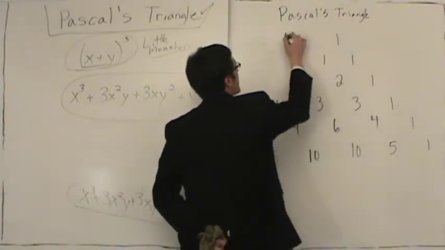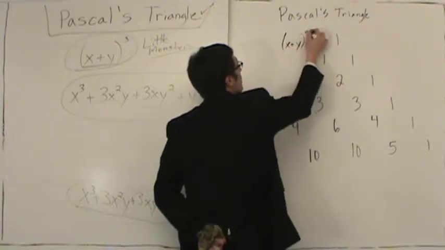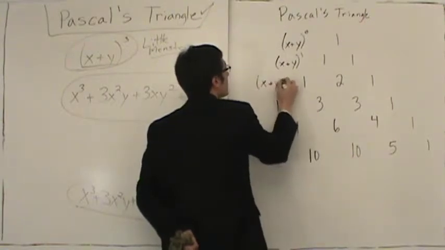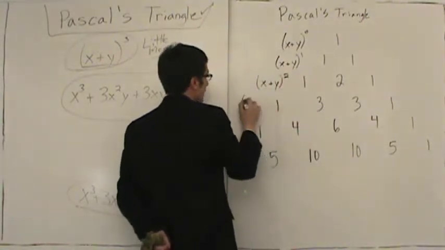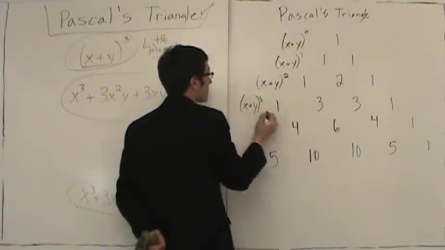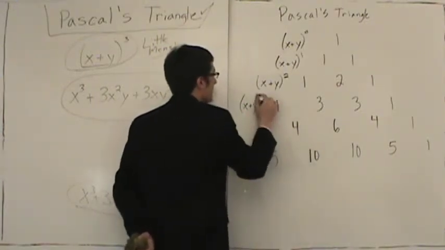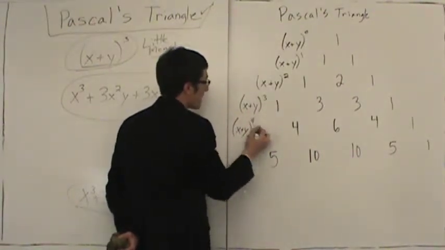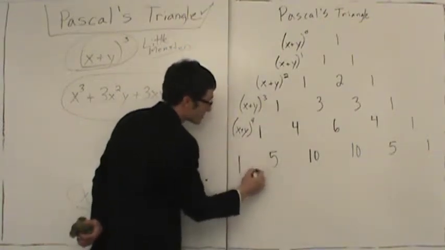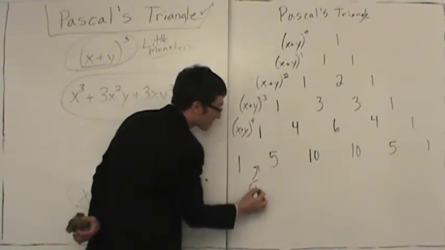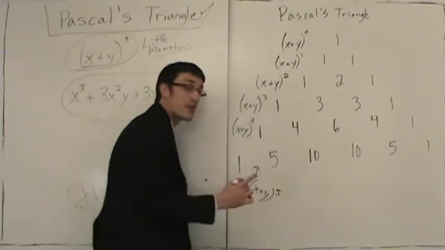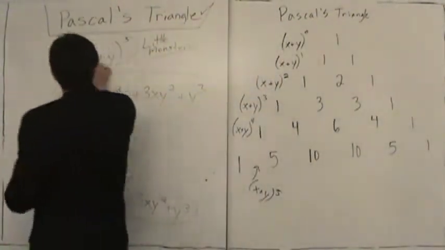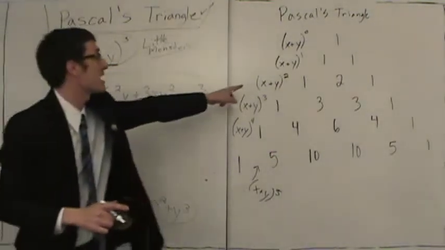We say that this up here is x plus y to the 0 power. This is x plus y to the first power. This is x plus y to the second power. This is quantity x plus y to the third power. Running out of space. This is quantity x plus y to the fourth power. And down here, I'm just going to write it as I don't have space, quantity x plus y to the fifth power. And watch how this works. It's very interesting. We can do this problem using Pascal's triangle.